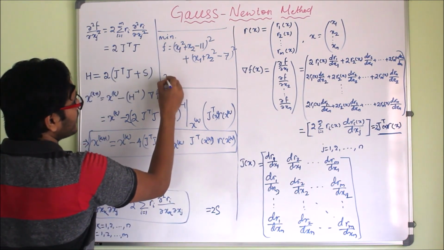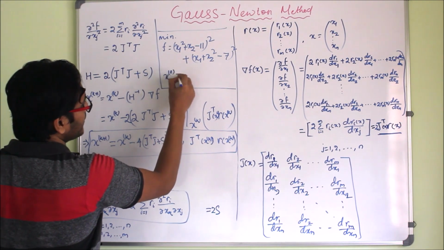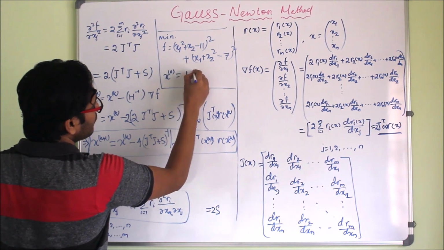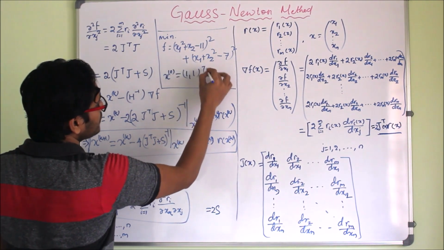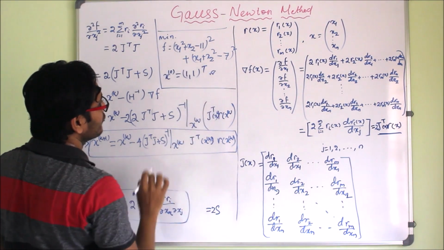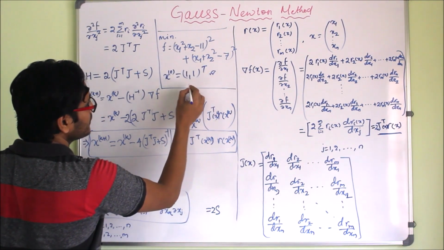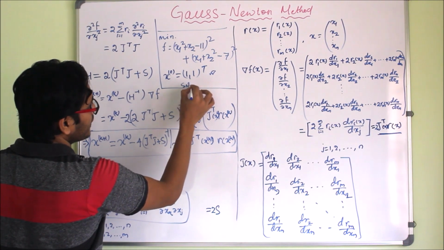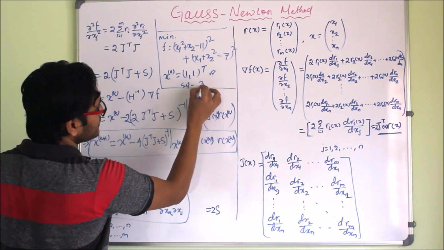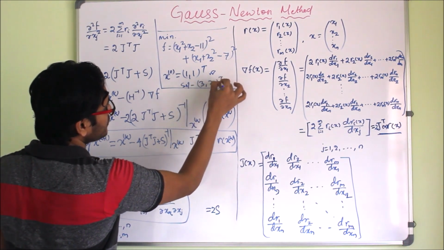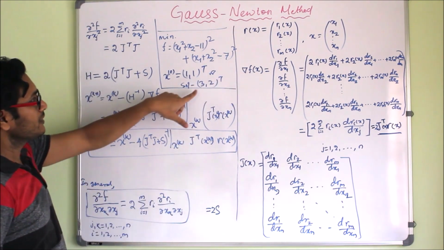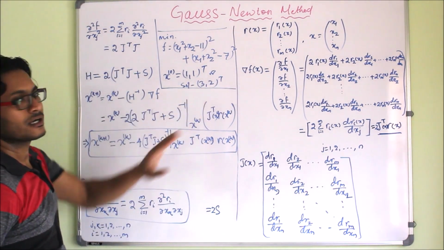For this you can take the initial point x0 as (1 1) transpose. If you take this, then you will finally end up with the solution, and the exact solution is (3 2) transpose. So you will end up near this (3, 2) point.